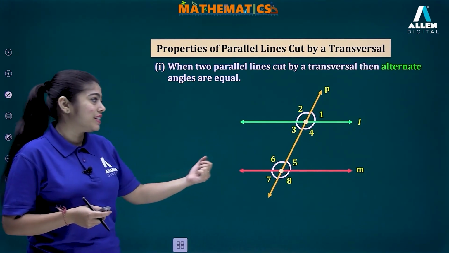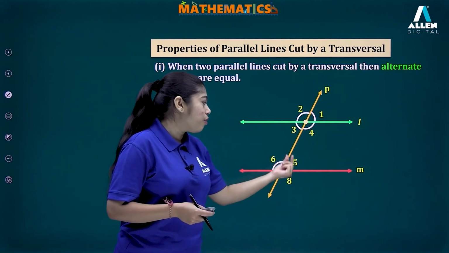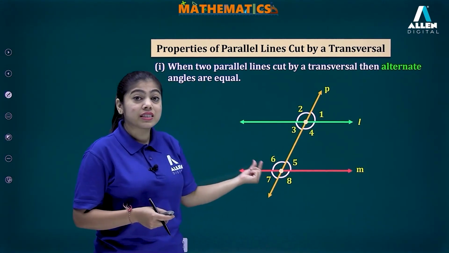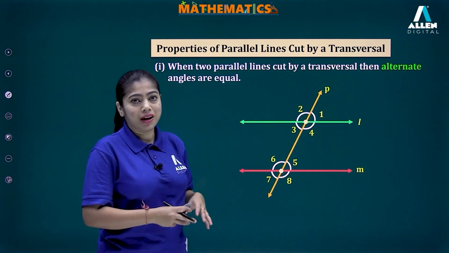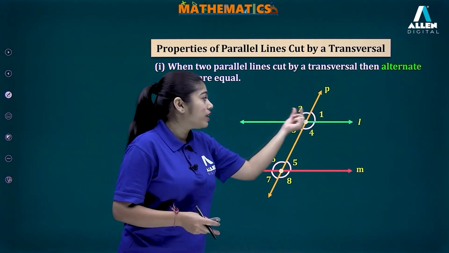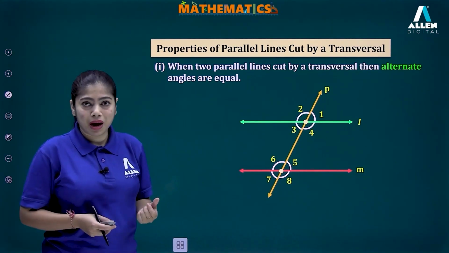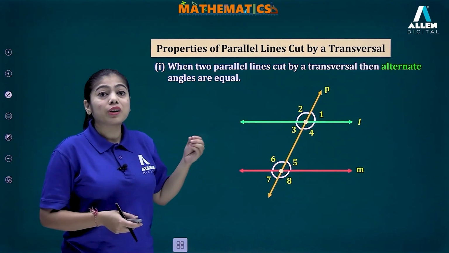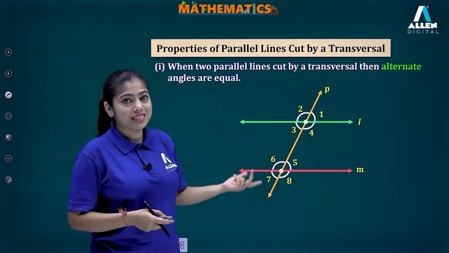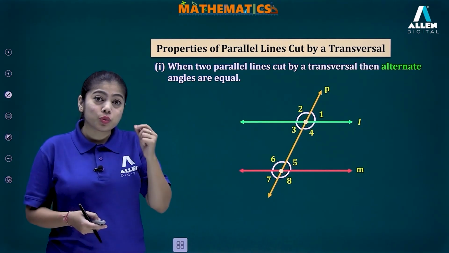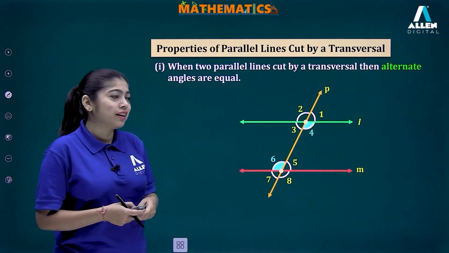What are they? Let us see. Angle 3, angle 4, angle 5 and angle 6 are said to be in the interior part, whereas angle 1, angle 2, angle 7 and angle 8 are in the exterior part. Right? So how are we going to mark the alternate angles? Let us see. If I choose one angle, and that is angle number 4.